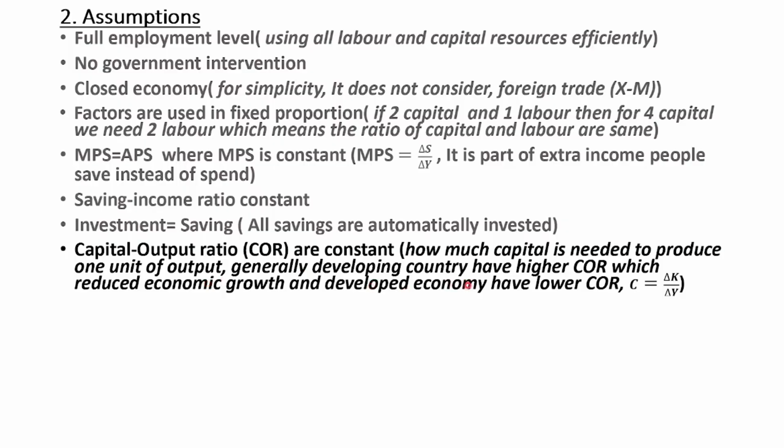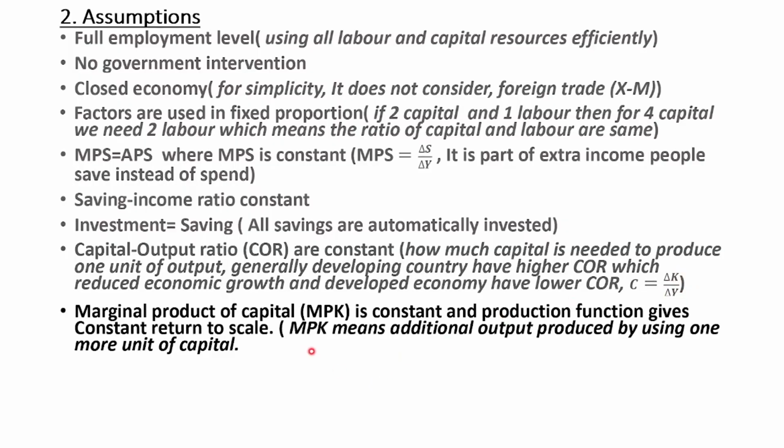That means to produce 1 good, how much capital we need. And generally a developing country has a higher capital output ratio, which reduces economic growth. Similarly, a developed economy has a lower capital output ratio, where COR equals del K upon del Y. That means change in capital by change in income. And the marginal product of capital, MPK, is constant, and the production function gives constant returns to scale. So MPK means additional output produced by using 1 more unit of capital.